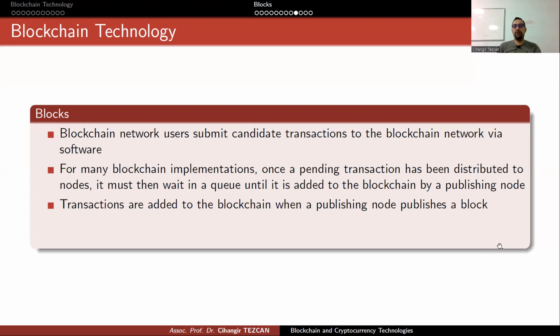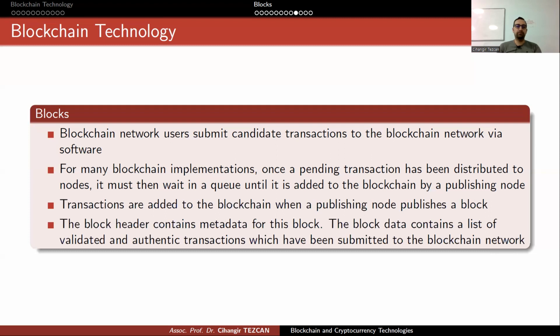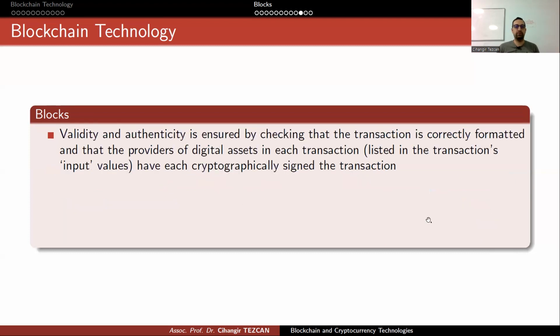Transactions are added to the blockchain when a publishing node publishes a block. The block header contains metadata for this block. The block data contains a list of validated and authentic transactions which have been submitted to the blockchain network. Okay, these are what is stored in blocks. Validity and authenticity is ensured by checking that the transaction is correctly formatted and that the providers of digital assets in each transaction have each cryptographically signed the transaction. So this is important. This is what happens in the background.